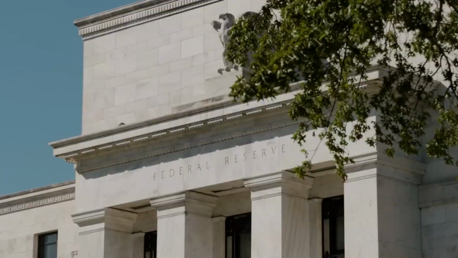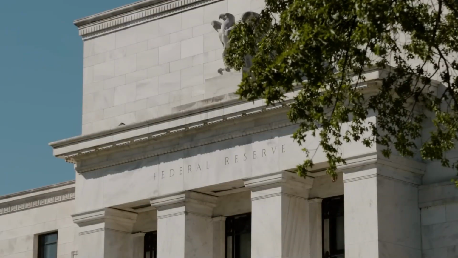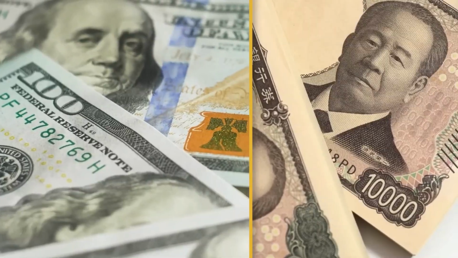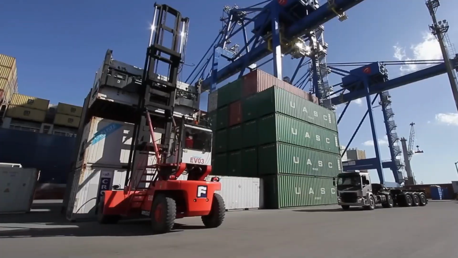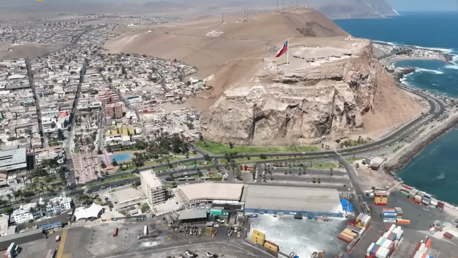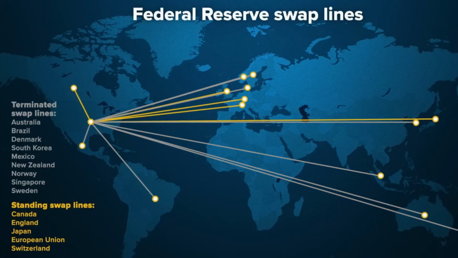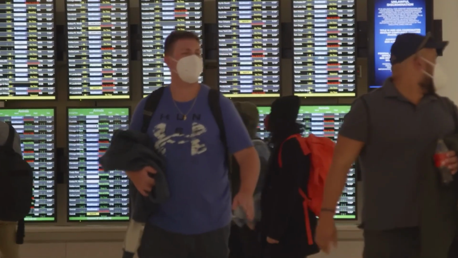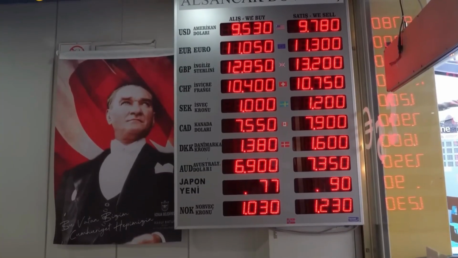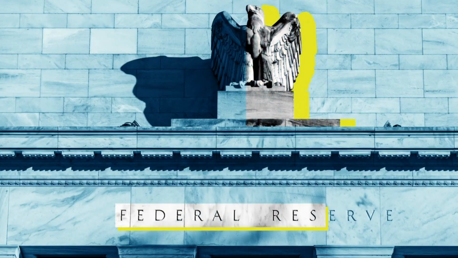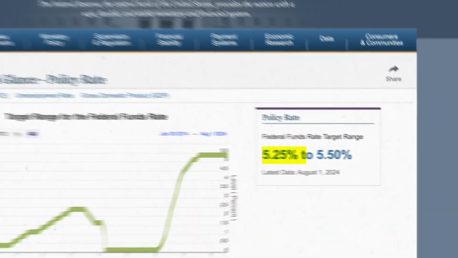Let's start with a quick refresher. Monetary policy is how the Federal Reserve manages the economy by controlling interest rates and the supply of money. These adjustments influence inflation, employment, and economic growth. One of the most important tools the Fed has is setting the federal funds rate, which affects the cost of borrowing across the economy.